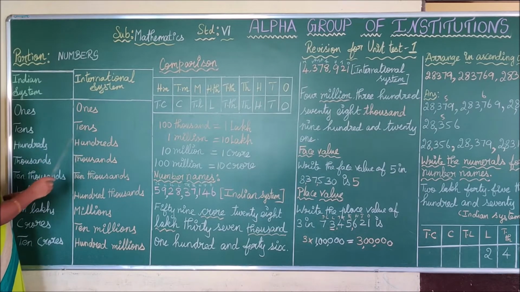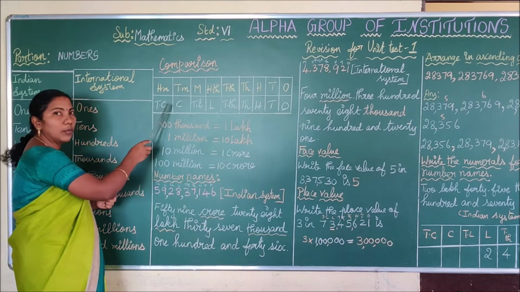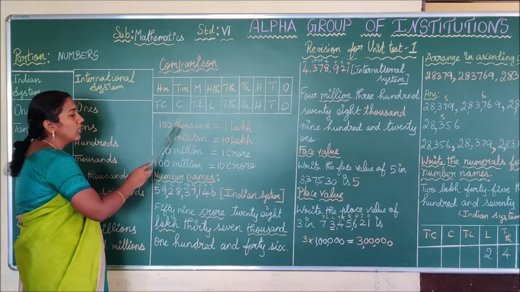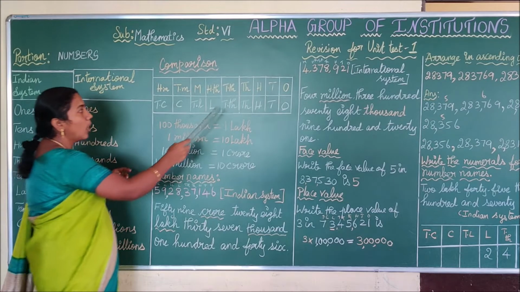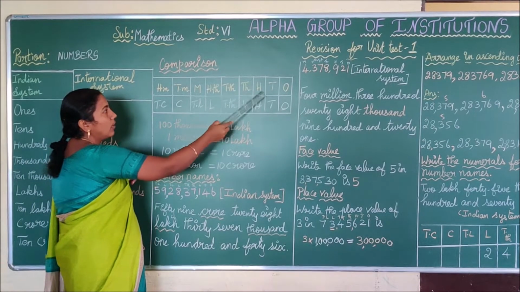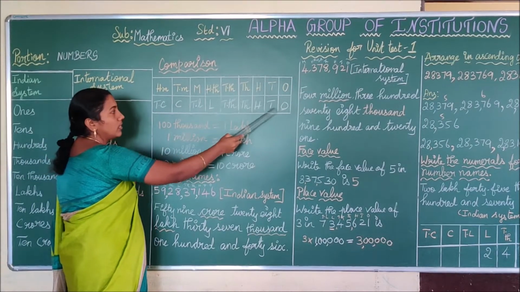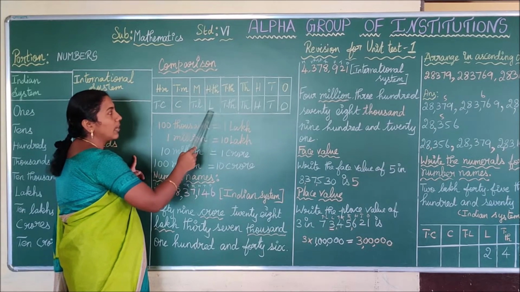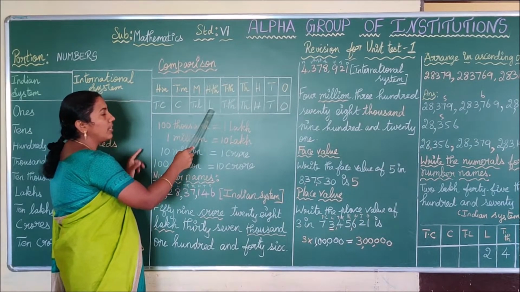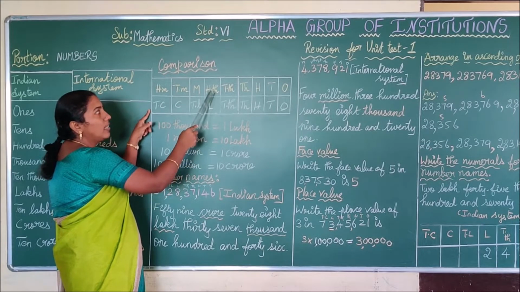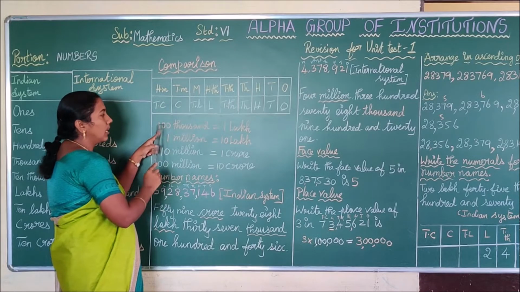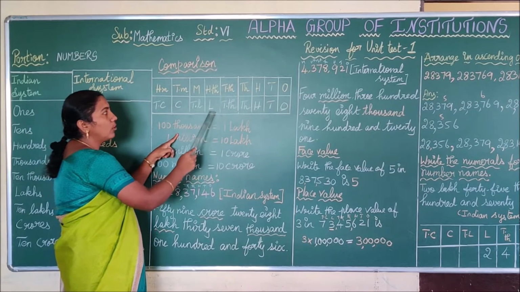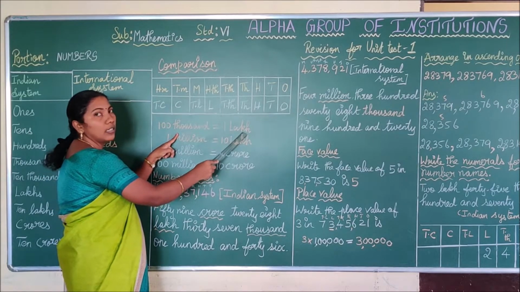Next, we are going to compare these place values of the two systems. See here, children, this is the comparison table. This is a very important table because based on this, you have a question in your unit test. Okay. See here, up to the 10,000 place value, both systems are the same. Ones, tens, hundreds, thousands, 10,000. Here you have lakh in the Indian system, and in the international system, you have 100,000. So you have to write it as 100,000 is equal to what? Lakh. 1 lakh. Is it clear, children?